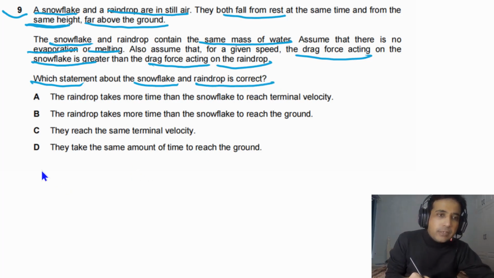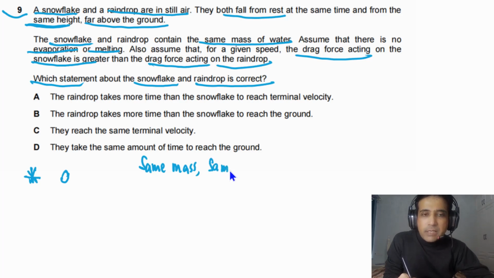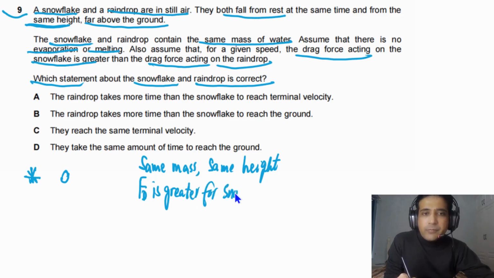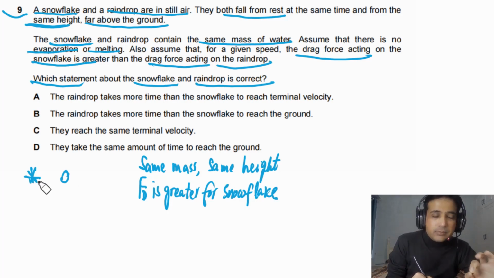So the best way is we can simply draw here. Imagine that this one is the snowflake, and we can also have a raindrop, and imagine this one is the raindrop. They have the same mass, so we can write down here first of all, they have the same mass, both of them. They are dropped from the same height, so we can write down same height, but drag force Fd is greater for the snowflake. These things are very important. We will be using this information to answer this problem. Now we need to understand, in this case, the snowflake's mass is the same. It means the weight is the same, but this one will experience greater drag force.